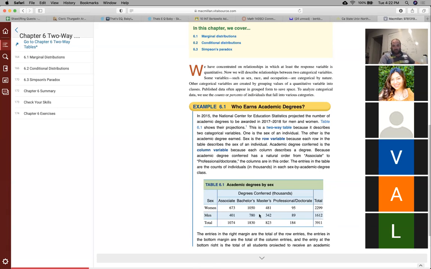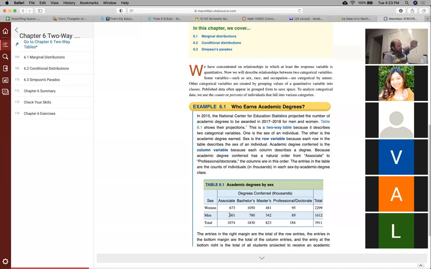So the answer is 673, because that's the number of women who got their associate degrees, over what number? 2299. Correct. What percent of the women? When they ask something like what percent of the women, that means the universe for this problem, the things that I'm considering, are the women.